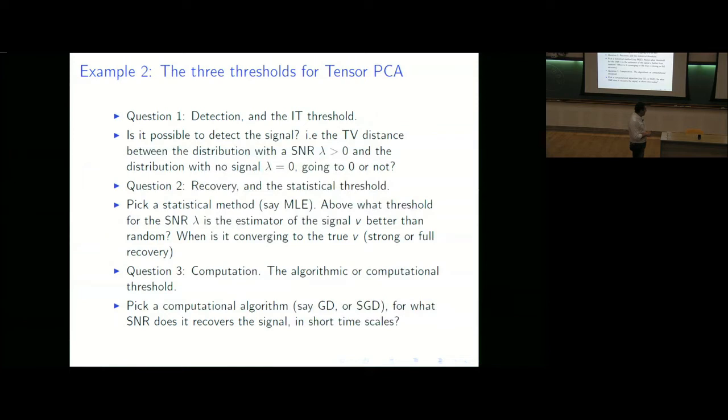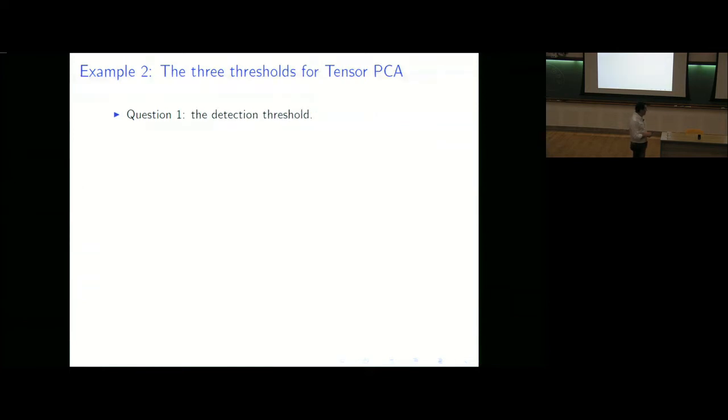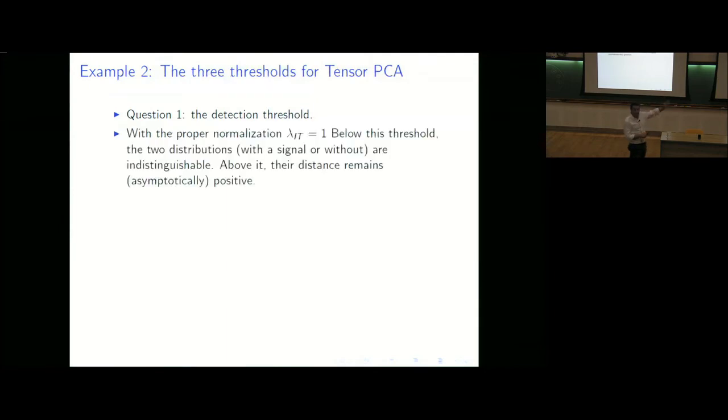All right, so these are the three questions that we've seen. Let's try to understand that. So the detection threshold, this is in the literature I've mentioned. With the proper normalization here, I don't know whether there may be a factor half somewhere, but this IT threshold is 1. Below this threshold, the two distributions, with the signal or without the signal, are indistinguishable.